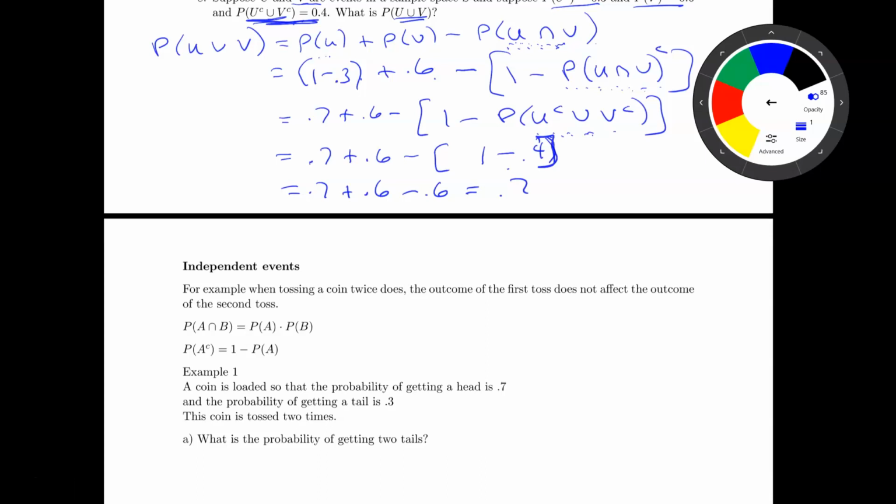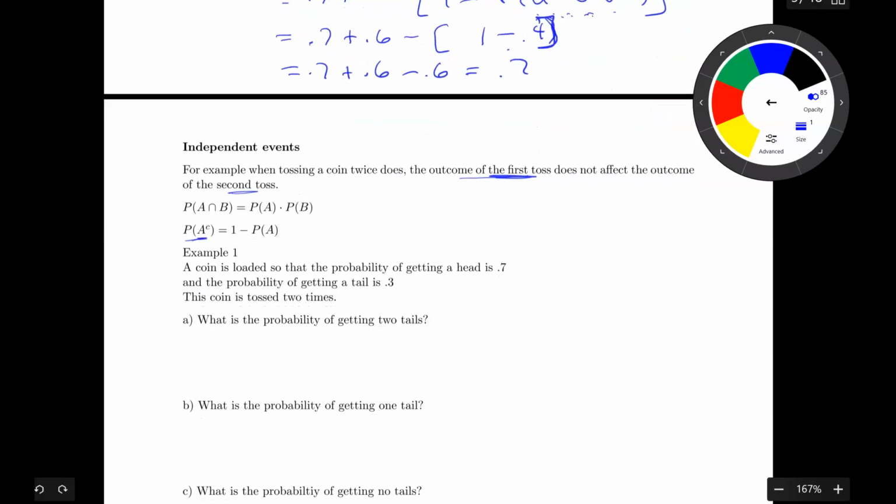So there's different events. When I toss a coin in the air, the outcome of the first toss does not affect the outcome of the second toss, right? So that's going to be A and B. And the same thing with A complement, it's 1 minus the probability of A. Okay, so what's the probability of getting 2 tails? I want a tail and a tail, so that's going to be 0.3 times 0.3, because that's what it says.